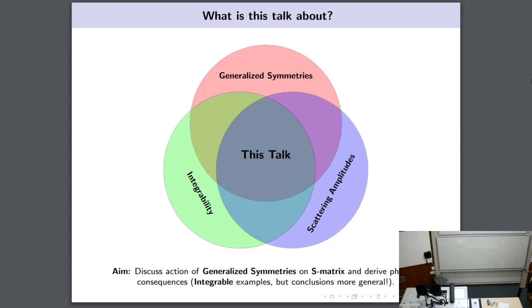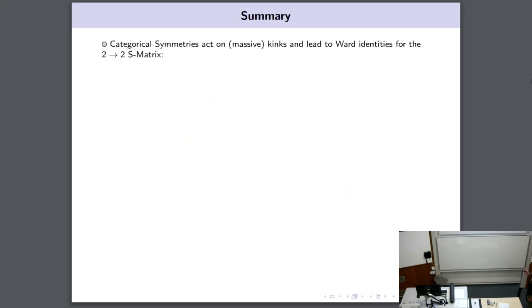And so let's go. In summary, I will tell you how categorical symmetries, generalized symmetries in 1+1D for this talk, act on massive kinks. So we'll just study RG flows that start from some CFT and go to some gapped theory. So we don't study the integrable flows between CFTs, for example, but one probably can generalize this to this case. And what are the Ward identities for S matrices? In this case, I do the 2-to-2 case. You can derive them in any case. It's very similar.